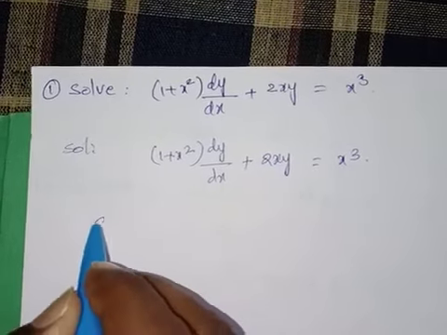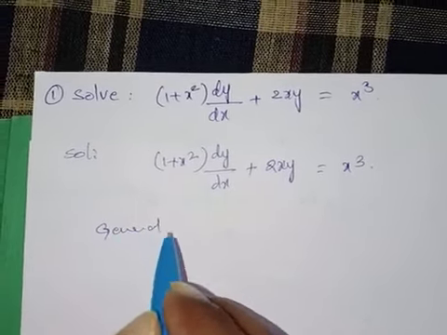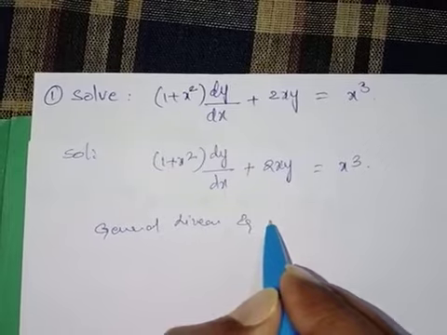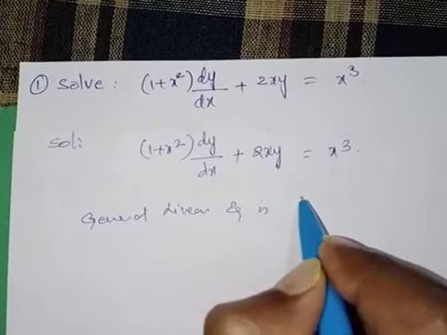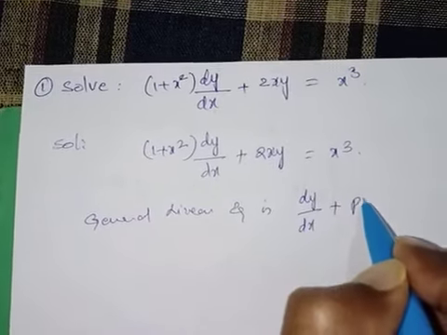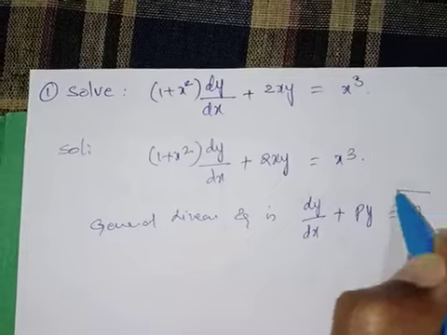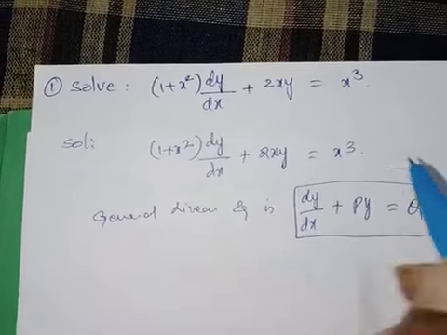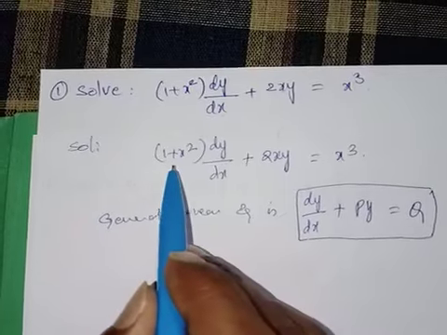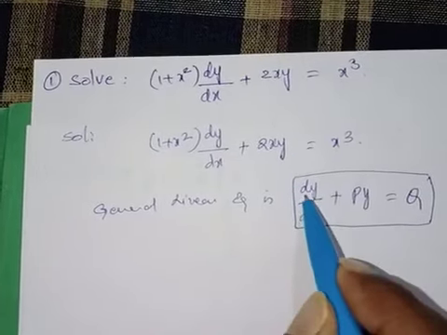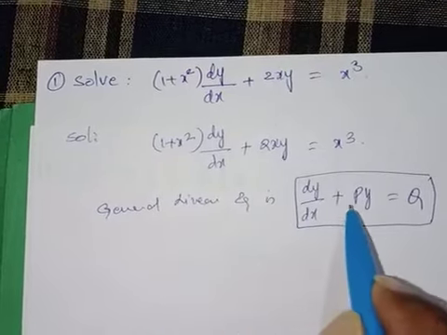The general linear equation is dy/dx + P y = Q. This is the general linear differential equation. Now we need to convert the given question into this general linear equation form.